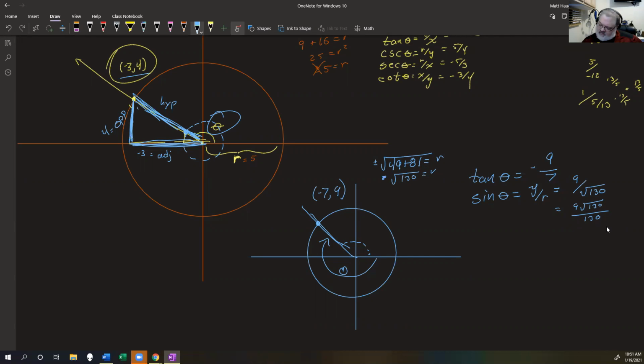I don't think the square root of 130 reduces, does it? Not a 4, it's not a 9, yeah, I think that's solid. And that's a nice exact answer, so we leave it. That's the sine of that angle. Cool.